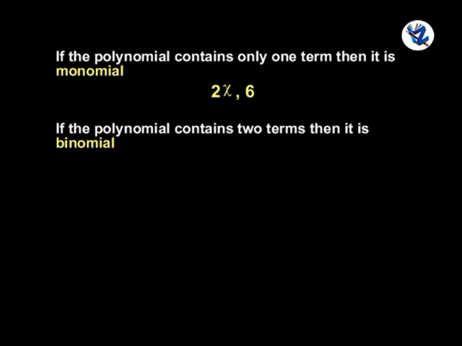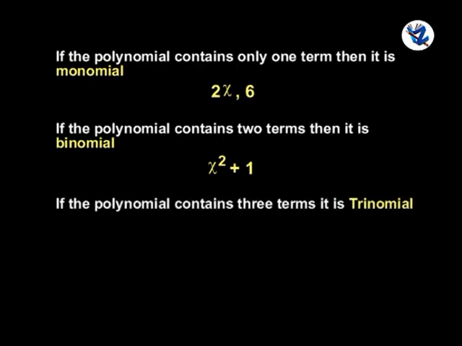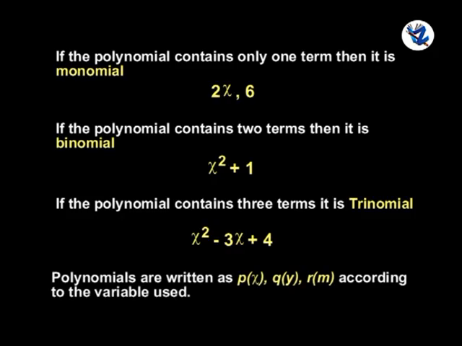If the polynomial contains only one term, then it is monomial. For example, 2x, 6. If the polynomial contains two terms, then it is a binomial. For example, x square plus 1. If the polynomial contains three terms, it is trinomial. For example, x square minus 3x plus 4. The polynomials are written as p(x), q(y), r(m) according to the variable used.